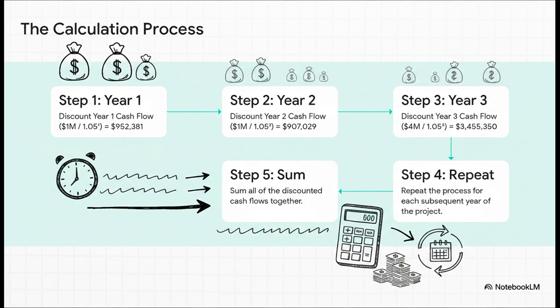For year 1, we take that $1 million in cash flow and discount it back 1 year at our 5% rate. That gives us about $952,000. For year 2, we take the next $1 million, but we have to discount it back 2 years, so its present value is even lower, around $907,000. See how it's worth less because it's further away? We just keep doing this for every single year of the project.